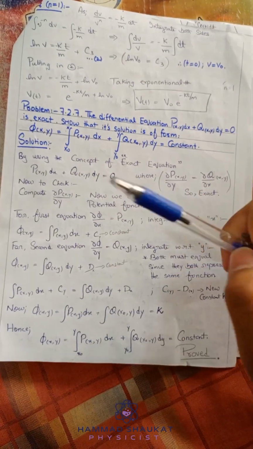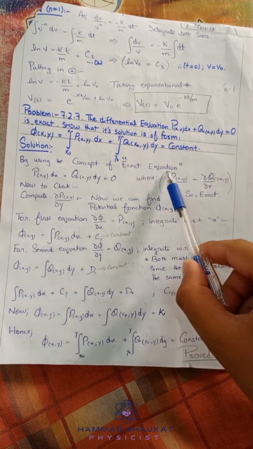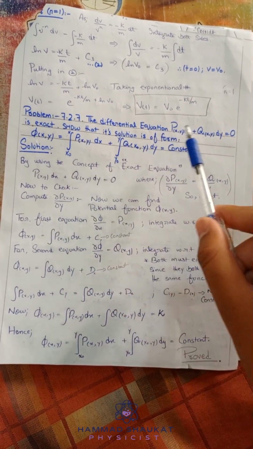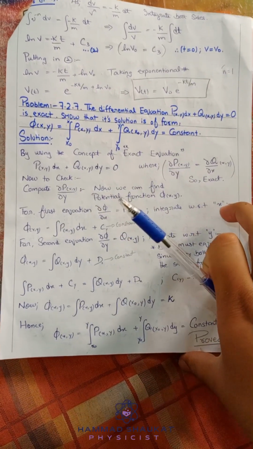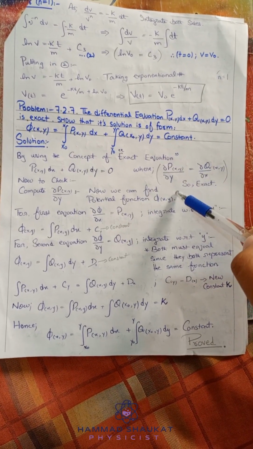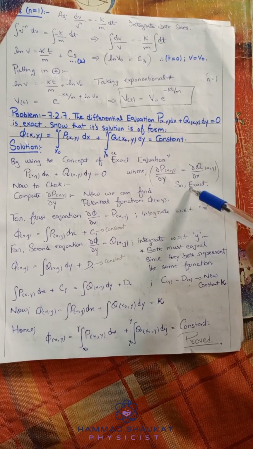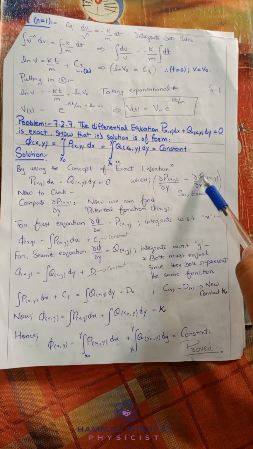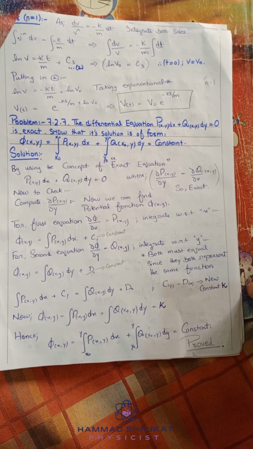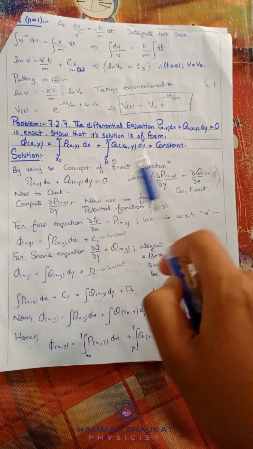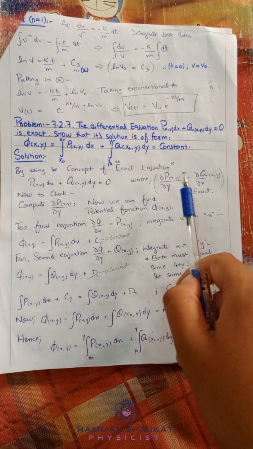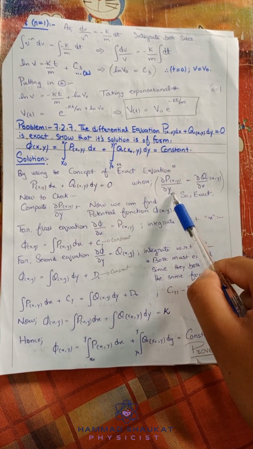So as per the concept of an exact equation P(x,y) dx + Q(x,y) dy = 0, which is given, we know that if our problem is exact, then we have to take partial P by partial y, which equals partial Q by partial x. If this is the same, we can say our equation is exact. So to check whether it is exact or not, we have to take the integration of P(x,y) with respect to y.